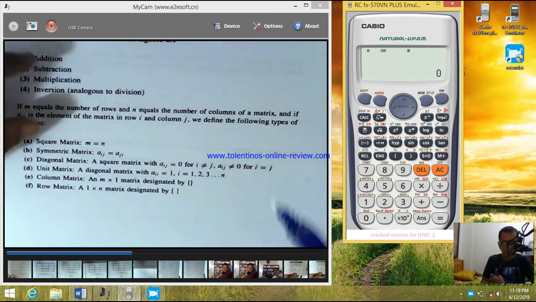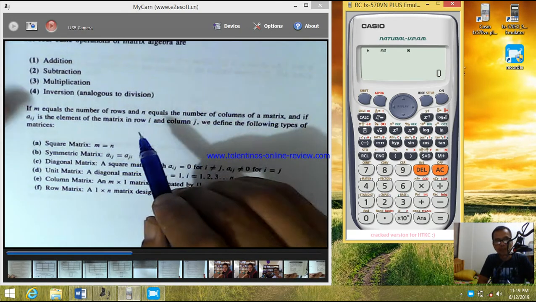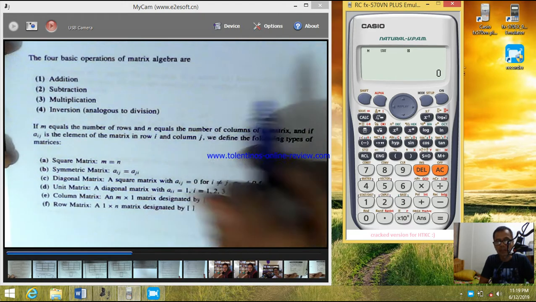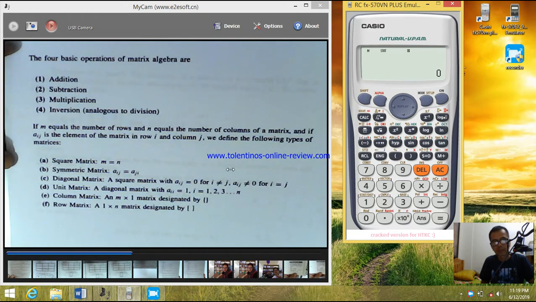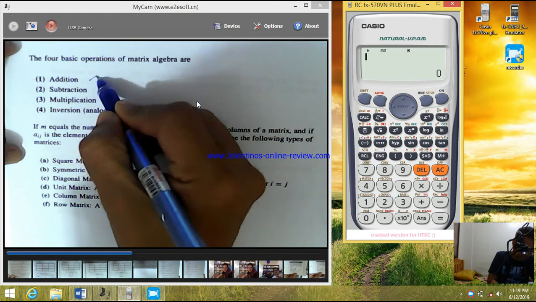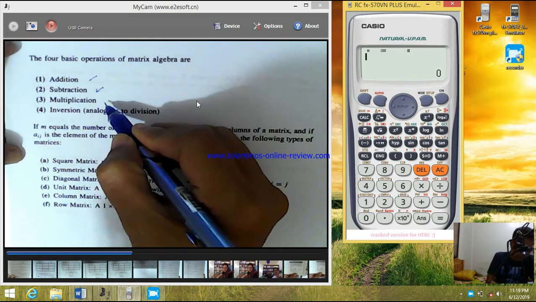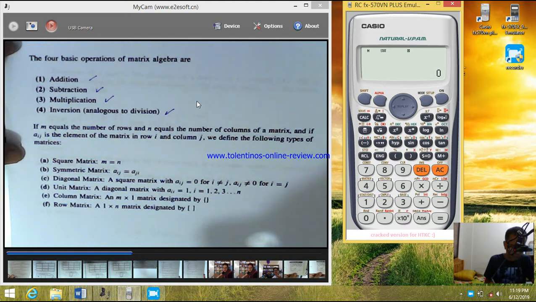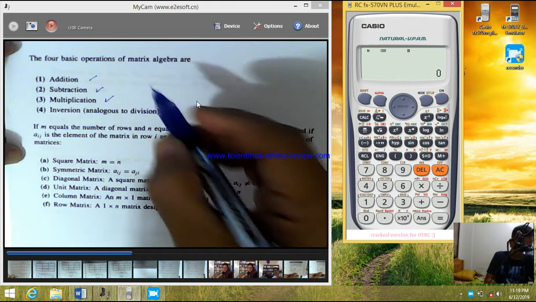Okay, simulan muna tayo sa review ng matrices, no? Para sa course natin, matrix analysis of structures. Now, ito yung mga 4 basic operations sa matrix algebra. We have addition, subtraction, multiplication, and inversion. So, ito yung 4 na procedure sa matrix.